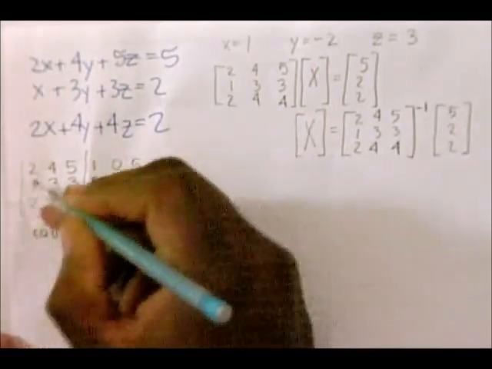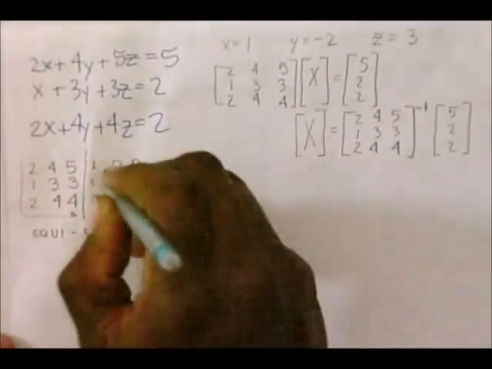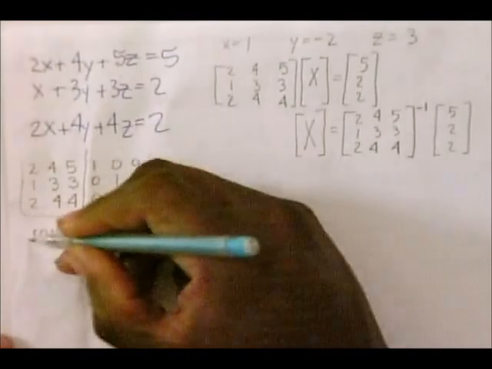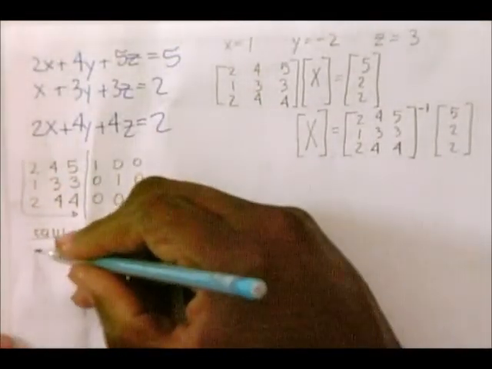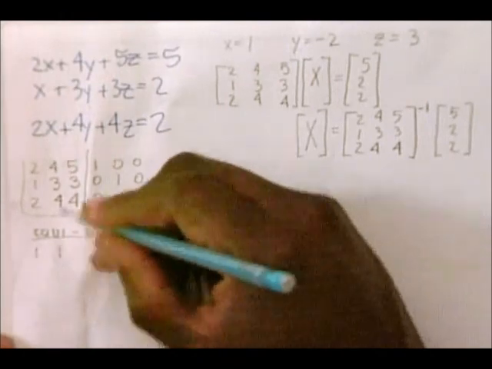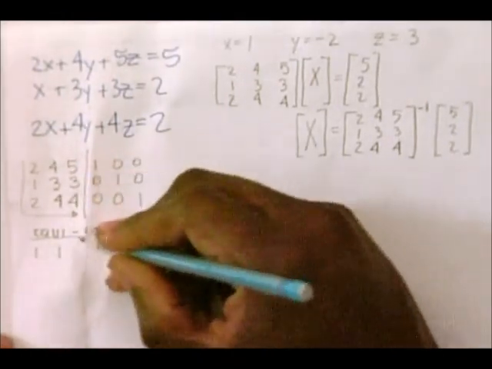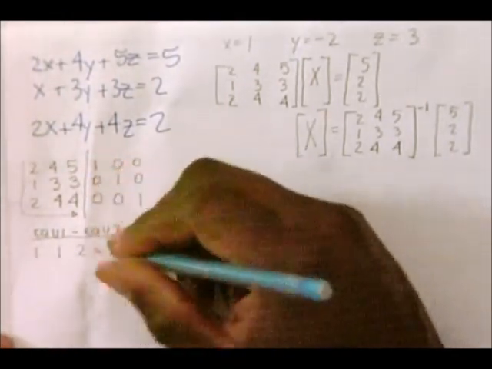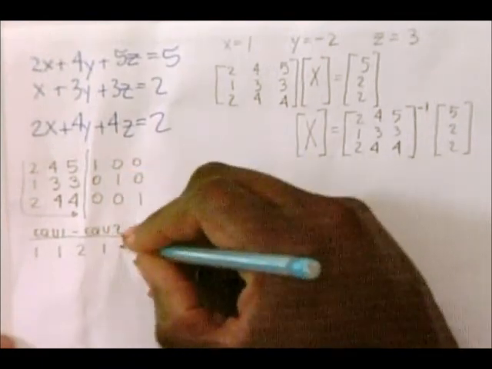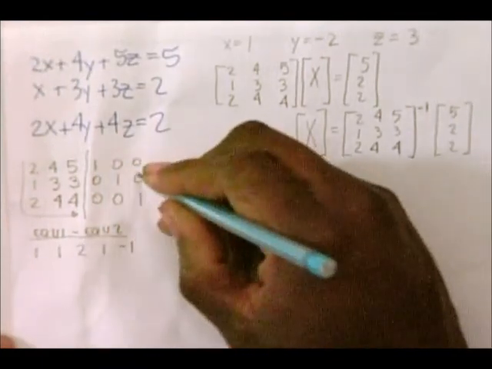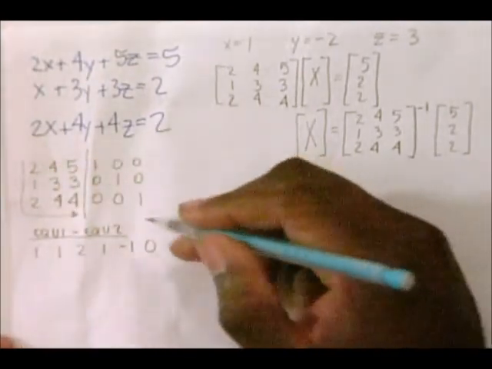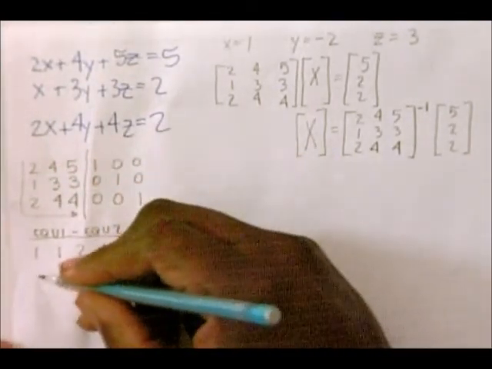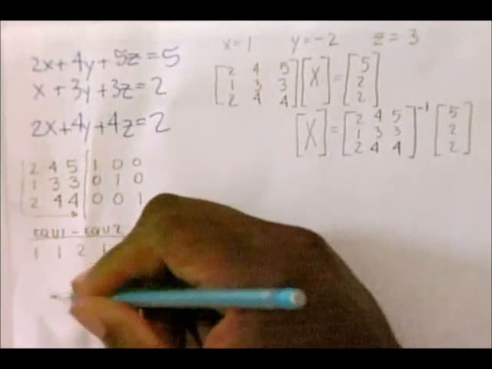Why? Because 2 minus 1 is 1, and that's what we want right there in the upper left-hand corner. So we take the top row, subtract the bottom row, we end up with 1, 4 minus 3 is 1, 5 minus 3 is 2, 1 minus 0 is 1, that's negative 1, 0 minus 1 is negative 1, 0 minus 0 is 0. And what we're going to do is keep the second and third row the same. We're going to adjust a row at a time.